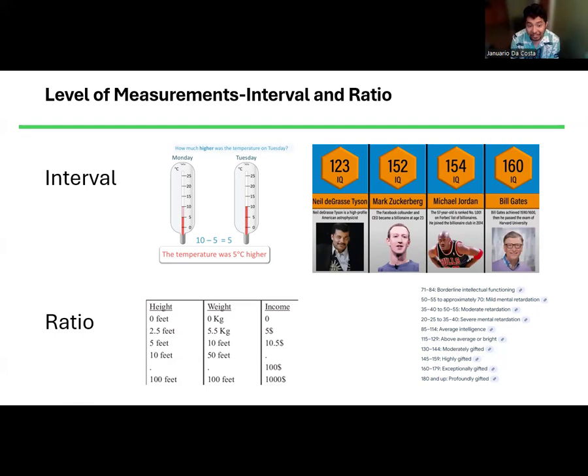So that is what you call a ratio level of measurement.